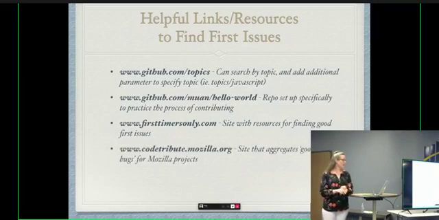And then Mozilla has their own system set up called codetribute.mozilla.org, and this is a site that aggregates their good first issues from all of their teams. And it has a search bar on the side. Again, you can pick a language if you want to go language specific. And then on the other half of the screen, or three quarters of the screen, is if you know that there's a particular project that you're interested in.